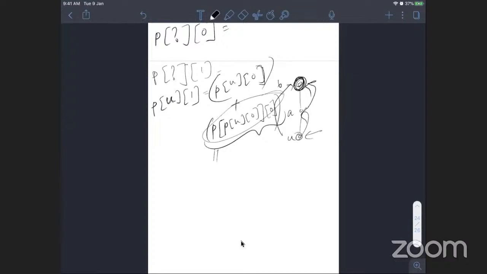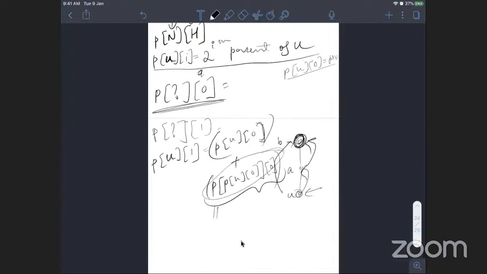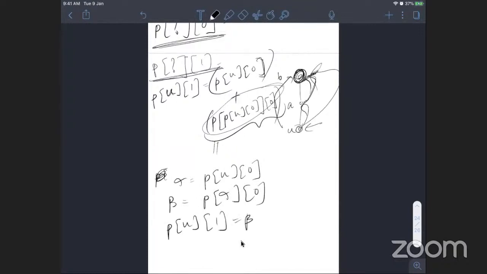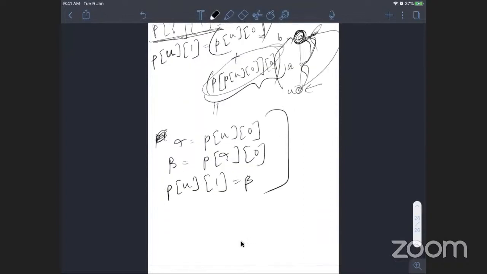Okay, so everyone was clear how you calculate the zeroth layer, right? Now, to calculate the first layer, the idea is you know your zeroth parent. So you know your immediate parent and he knows his immediate parent. So you can know your second immediate parent. So I'll write it more verbosely. Calculate alpha as PU0. Okay. Then calculate beta as P alpha 0. Then PU1 is equal to beta. Just try to understand these three lines slowly.